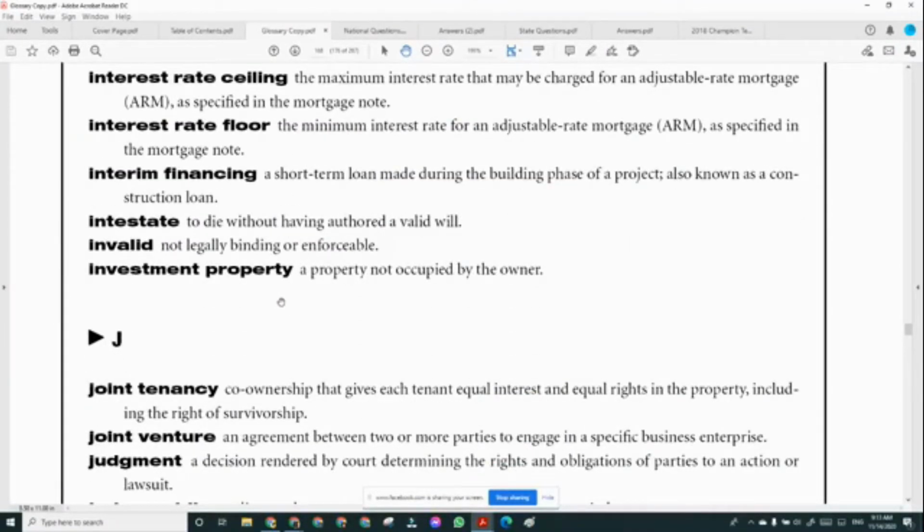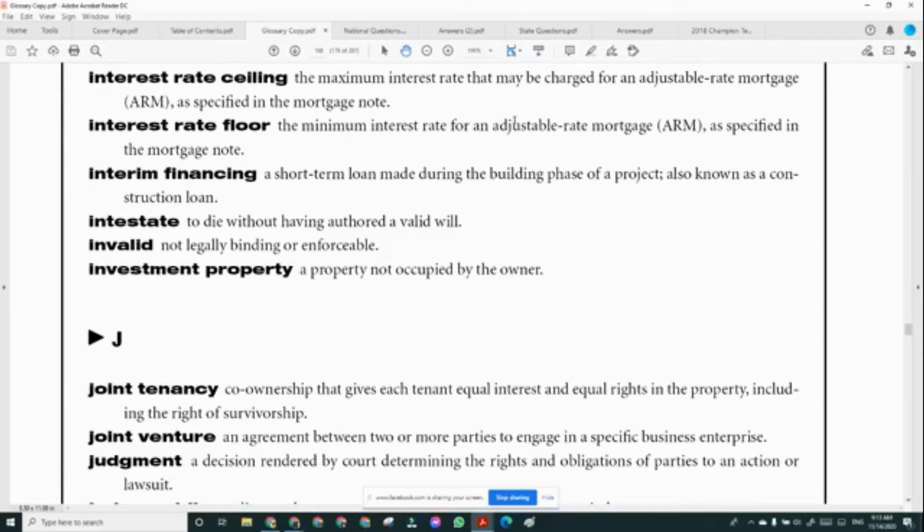Okay, now interest rate ceiling. So think of a ceiling at the house. How far can you go? Just as high as the ceiling, right? So that is, the interest rate has a maximum amount that it can go up, and that's done on ARMs. And what's an ARM? Adjustable rate mortgage. Again, acronyms. The maximum interest rate that may be charged for an adjustable rate mortgage as specified in the mortgage note.